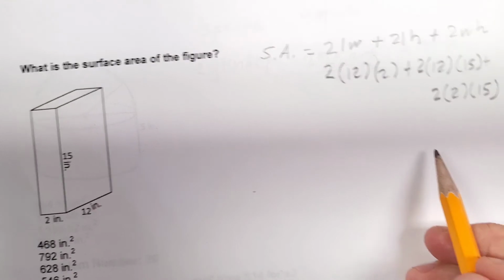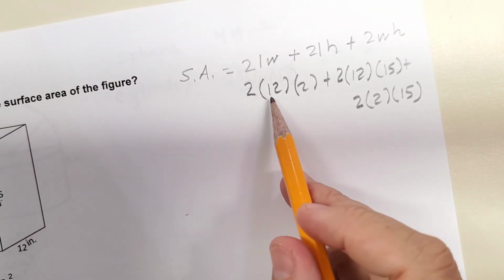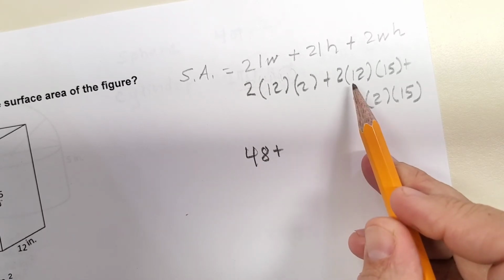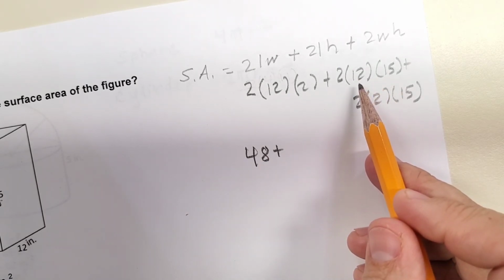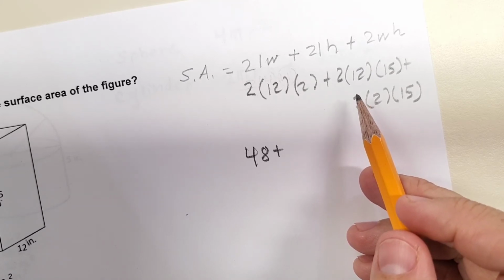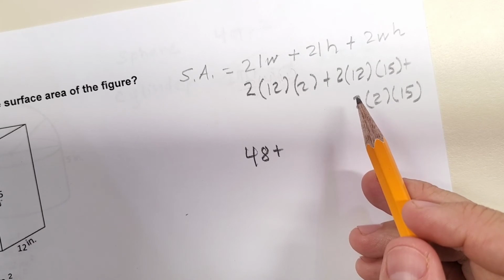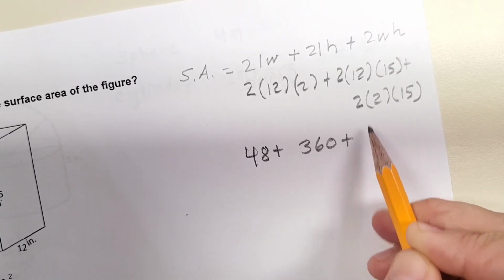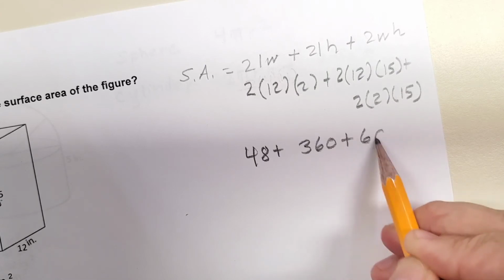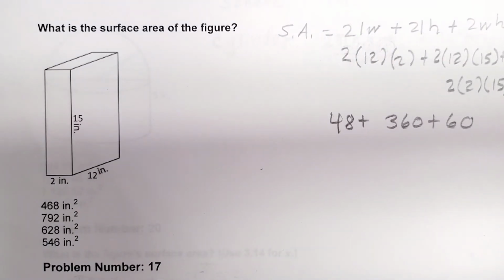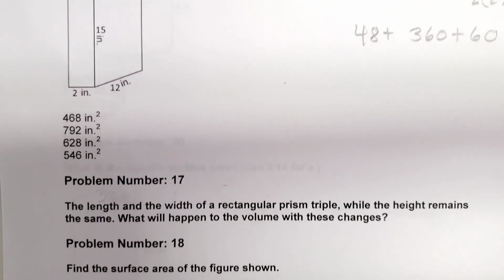Okay, let's spread this out a little bit here. 4 times 12 is 48, plus 30 times 12 is 360, plus 4 times 15 is 60. 48 plus 360 plus 60. That'll give you the final answer to problem 16. Okay? Moving on to 17.